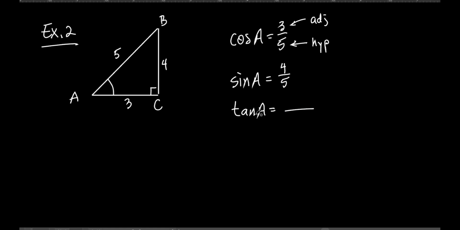Okay, tangent is what over what? Opposite over adjacent. That's right. So angle A, which one's opposite? 4, just like it was before. But which one's adjacent though? 3 is adjacent. And there you go. That's all they're asking in this right here.